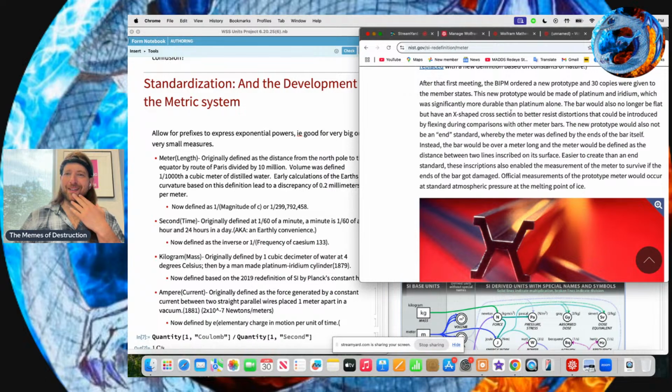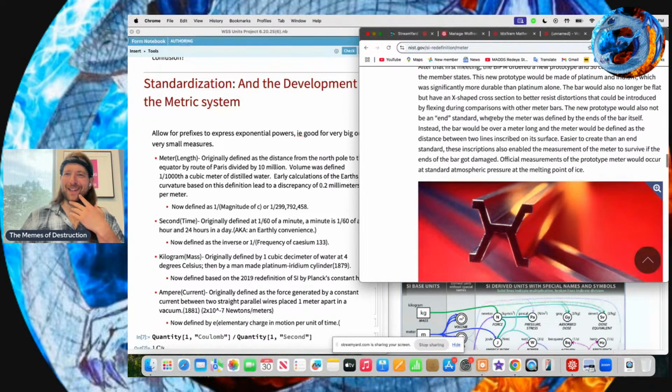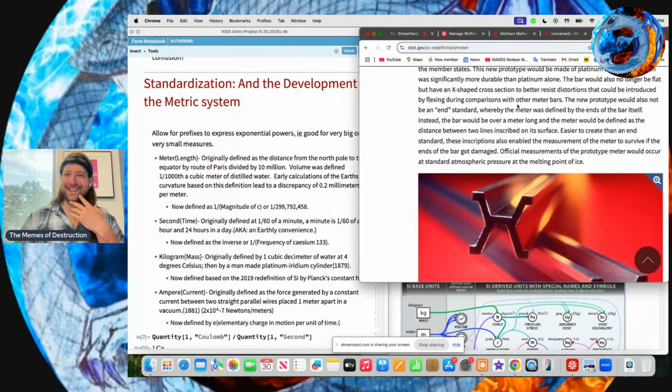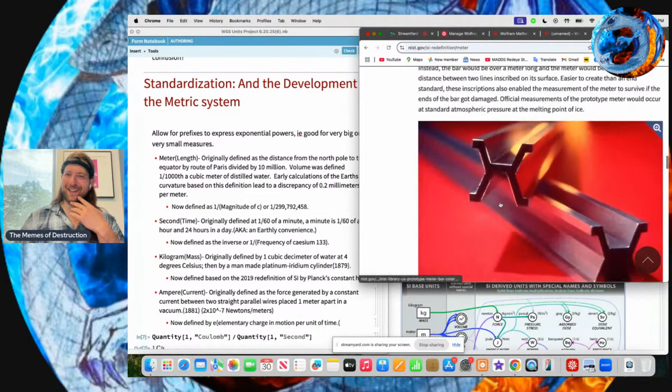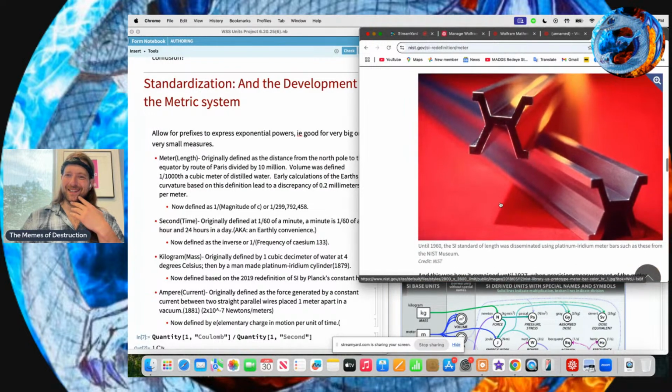Okay. The bar won't be flat, but have an X shape to better resist distortions. Okay, if you're going to have a bar, something like that.